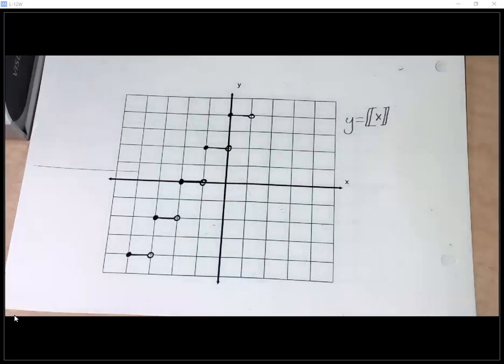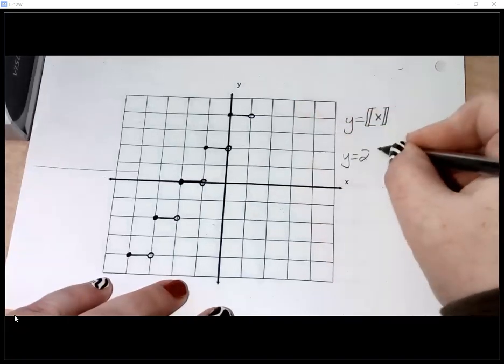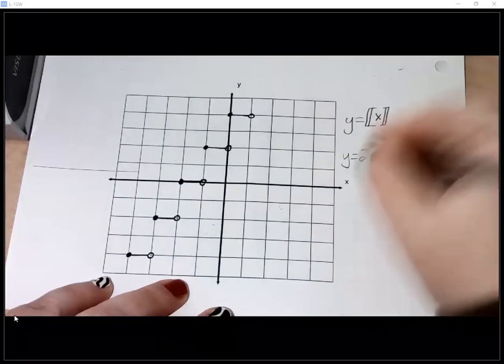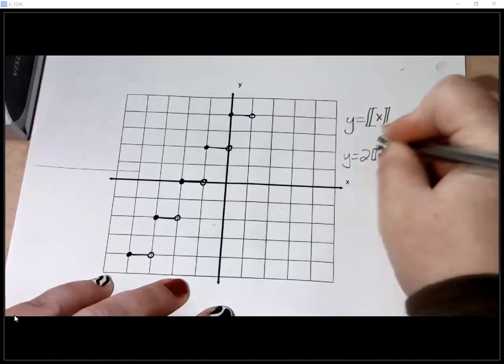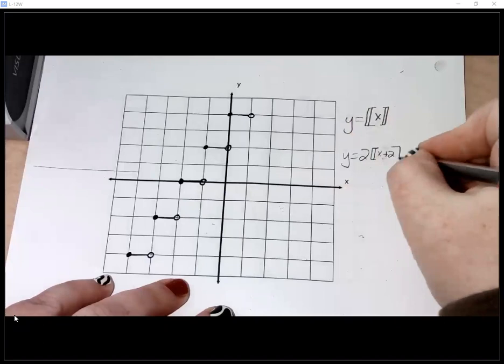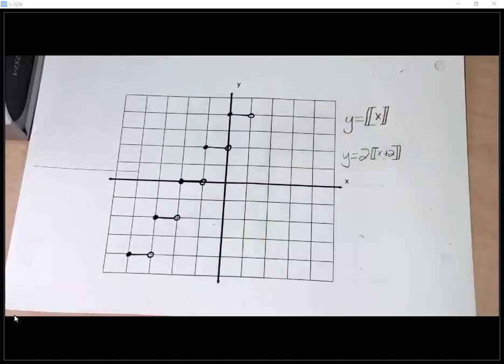Evan, you have it? Yeah, I got 2 times the greatest integer thing, x plus 2 in there. Oh, x plus 2. Plus 2. Like that? Yeah. Okay, what do we think?